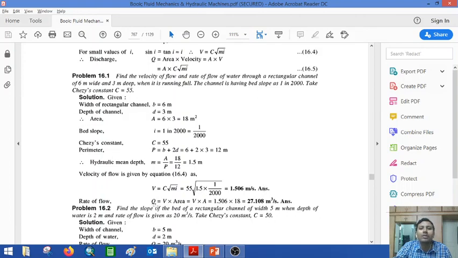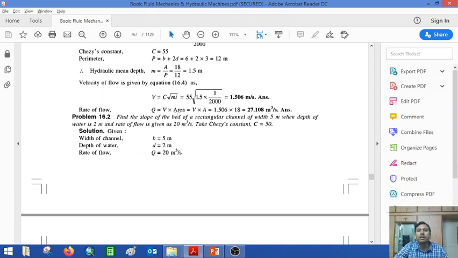So Q, now we derive by help of the continuity equation, Q is equal to area into velocity, or velocity into area. Velocity we got by help of the Chezy equation, and the area we have derived, 6 × 3, it means 18, right? Let me multiply. So we get the value 27.108. Again, don't forget the unit. The unit is what? We know that for discharge it is in meter cube per second. So these two units you have to write very carefully, right? So this is the first example where we derive the equation for the discharge.